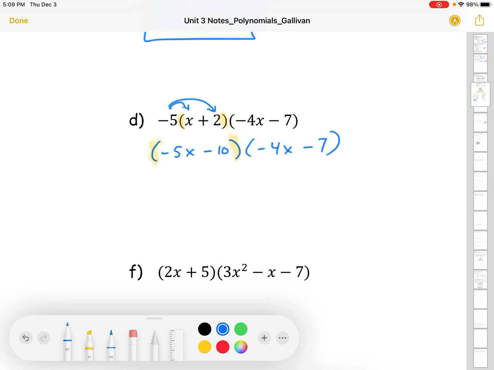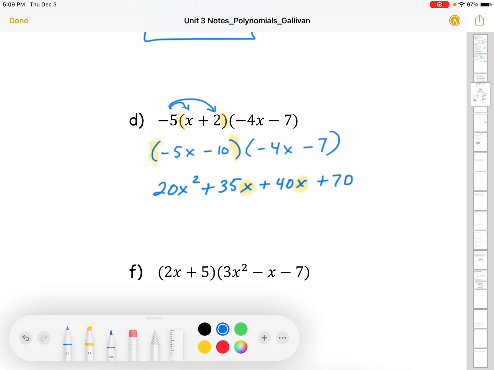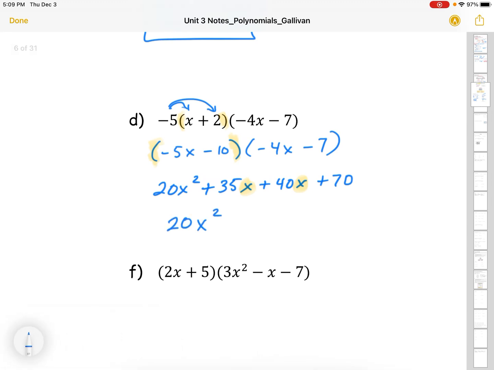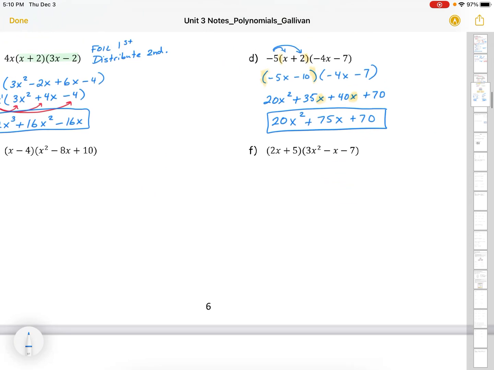But it still works. Negative 5x times 4x, that's our first, is 20x squared. Outer, negative 5 times negative 7 is plus 35x. Negative 10 times negative 4x is positive 40x. And then negative 10 times negative 7 is plus 70. We've got to combine our like terms. I've got an x and an x there. So I'm going to get 20x squared. 35 plus 40 is 75x plus 70. And there we go. Okay, a couple more here.